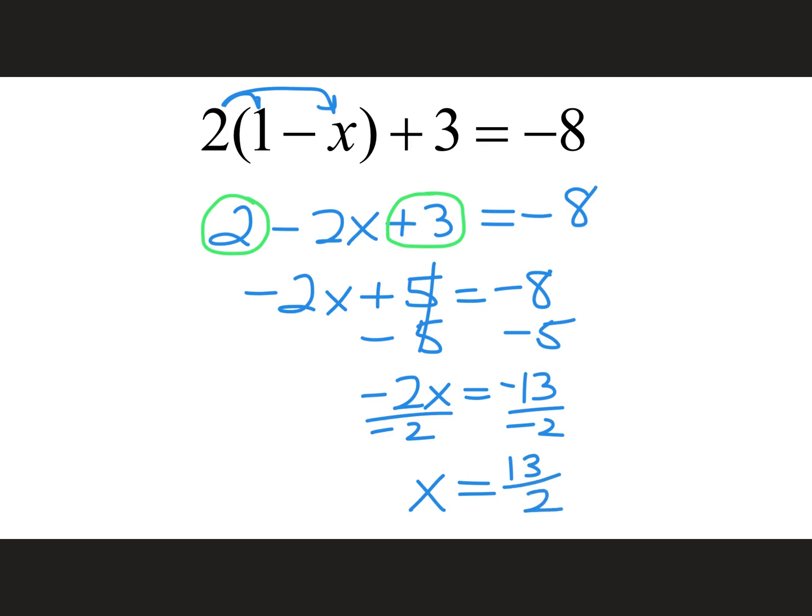Now, here's the great thing. Leave it as an improper fraction unless whatever you have has directions to change it into a decimal or a mixed number. For me, just leave it. We're good right there as that is.